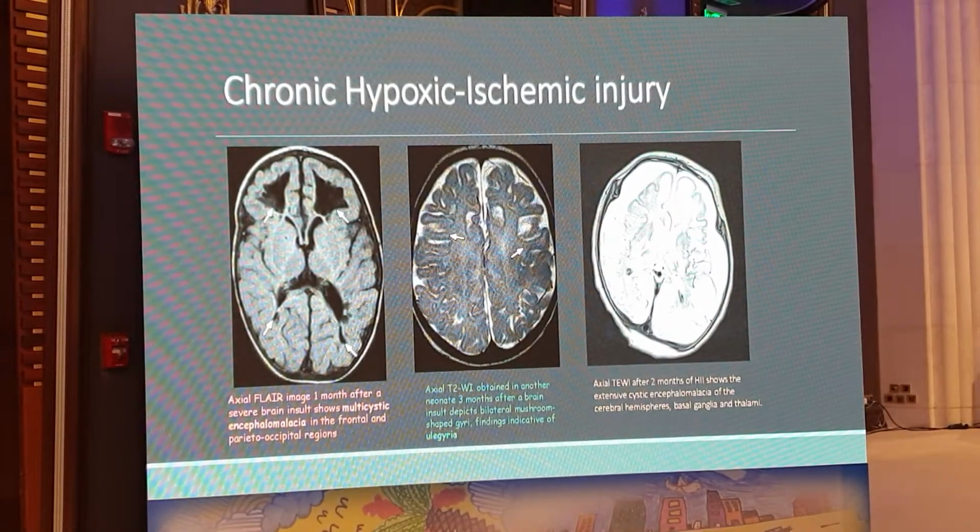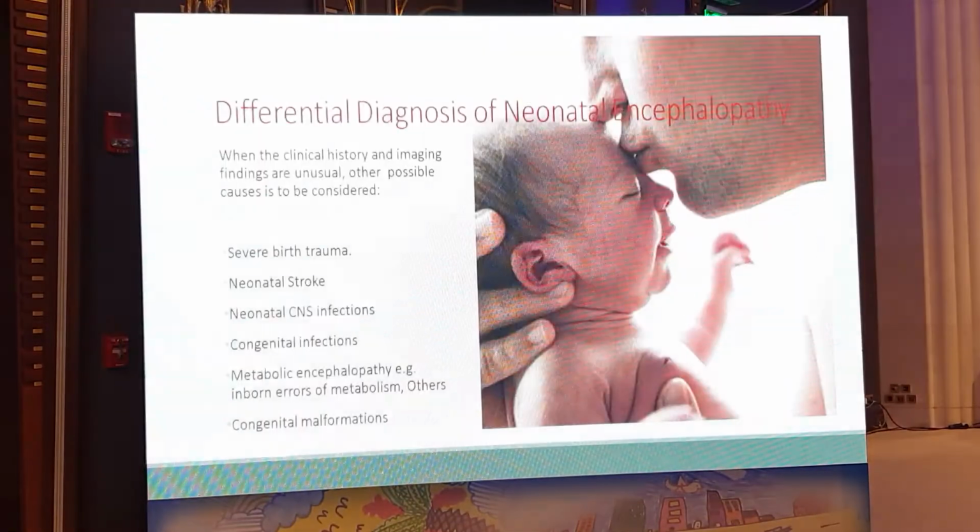Chronic hypoxic ischemic injury in a term newborn will look like this. You can see areas of cystic changes in the parenchyma, loss of volume, ulegyria, as we call it, like a mushroom-like cortex. In this patient, there is an extensive bilateral cystic encephalomalacia of the parenchyma, basal ganglia, and thalami, with loss of volume and extraaxial CSF fluid collection.